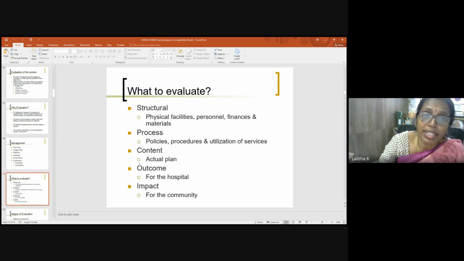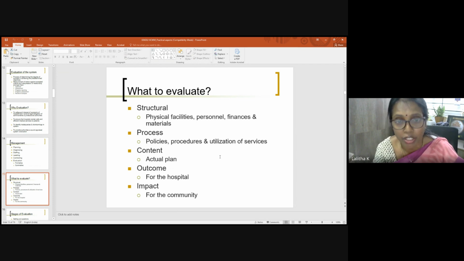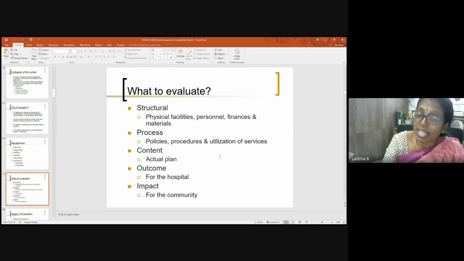So, what to evaluate? You can look at structural evaluation to see if your systems are working well in place. You can look at whether physical facilities are available as required for waste management. Do we have adequate personnel? Do we have adequate finances and materials? Are there processes and procedures in place? And how well they are doing, whether people are using PPE, whether they are following the SOPs we have put in place. Also, you can look at the actual plan and how outcomes have improved, such as how many needle stick injuries have come down, or how hospital acquired infections have come down. These are the outcomes you can measure. And the impact overall for the community.